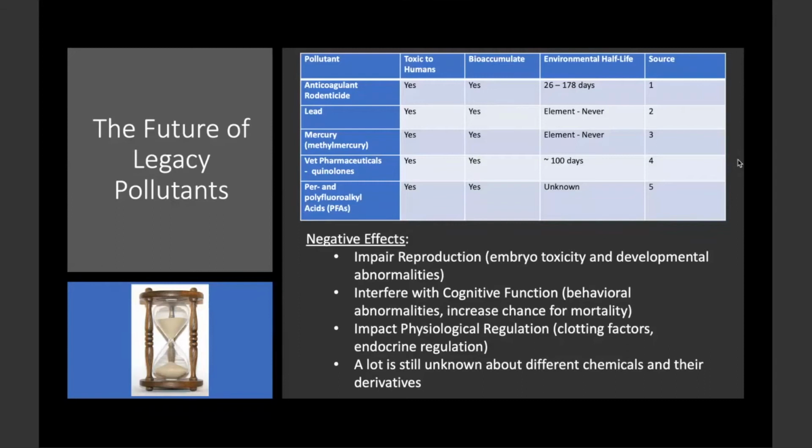Just some other ones: physiological regulation, that clotting factor, and some hormone regulation, especially with the anticoagulant rodenticides. Some of the scary stuff is that with some of these PFAs and veterinary pharmaceuticals, there are hundreds of different chemicals out there that we still don't fully understand the potential health effects they can have within wildlife. So there's still quite a bit of unknown out there, and that emphasizes the point of using raptors as indicator species to help monitor some of these issues.